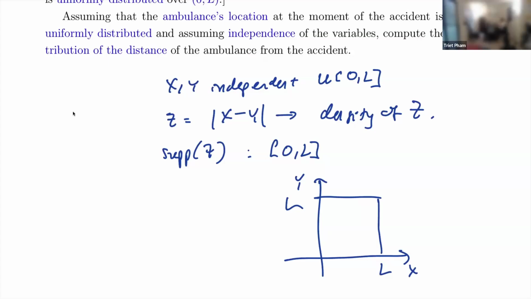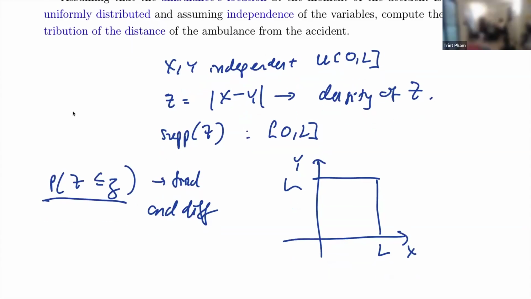We need the CDF. With a continuous random variable, you always have to start at the CDF level. You need to start with P(Z less than or equal to z). Once you find this, then you will differentiate. You understand? So this is where the graph of X and Y might help.